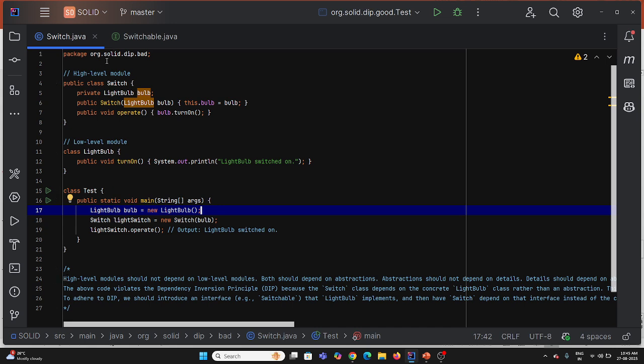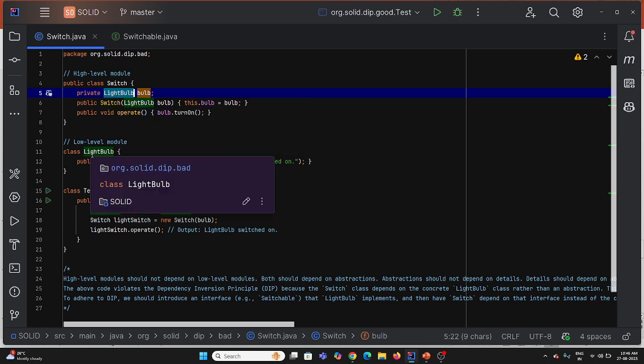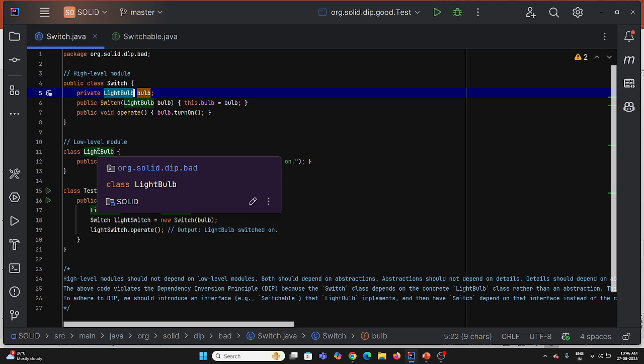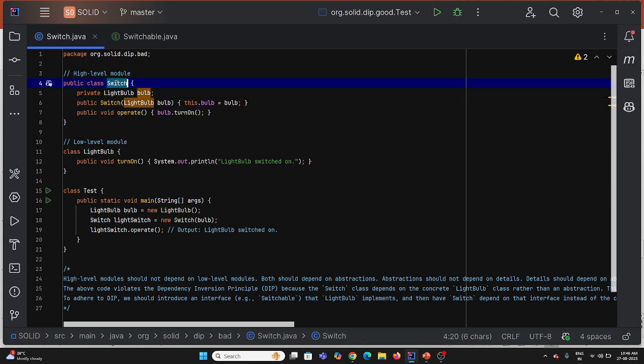Okay, so in our example, we have one switch class and the other one is the light bulb class. What this switch class is doing is operating this light bulb. If you notice, this switch class is tightly coupled with light bulb. Let's say you want to add any other gadget like a fan, you have to make changes in the switch class, and here the switch class is the high level module.